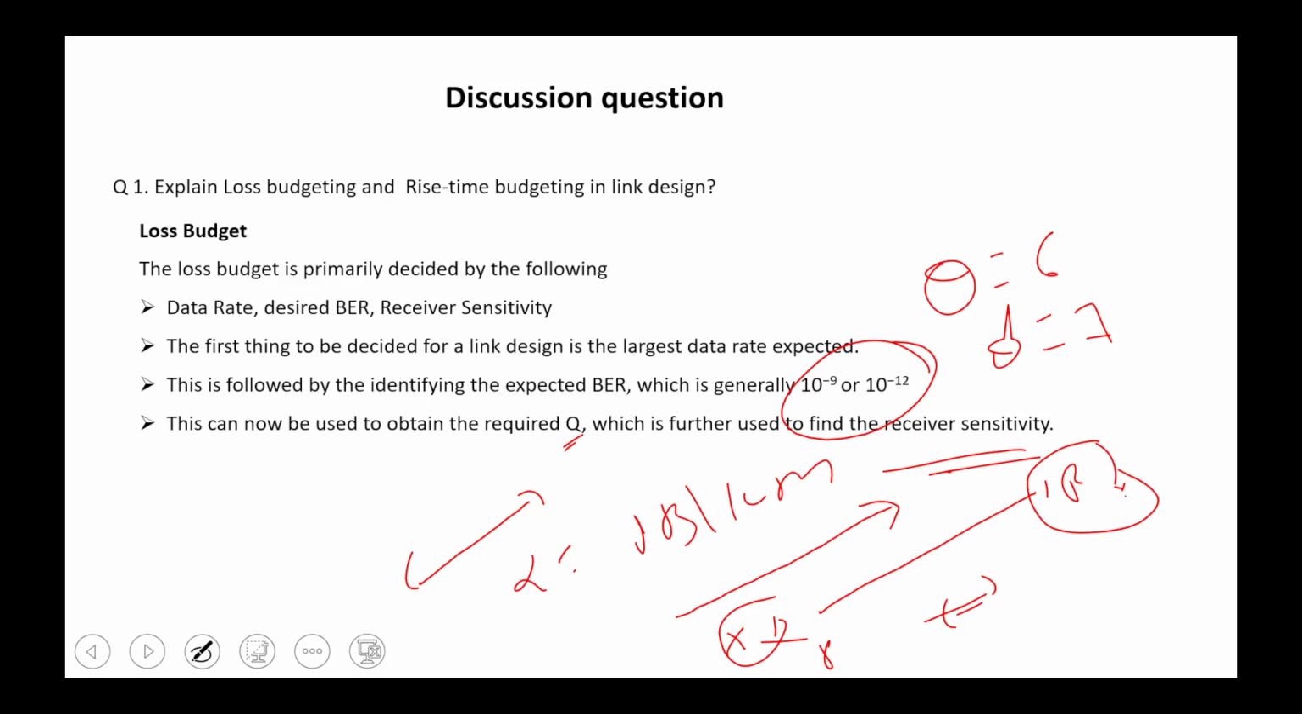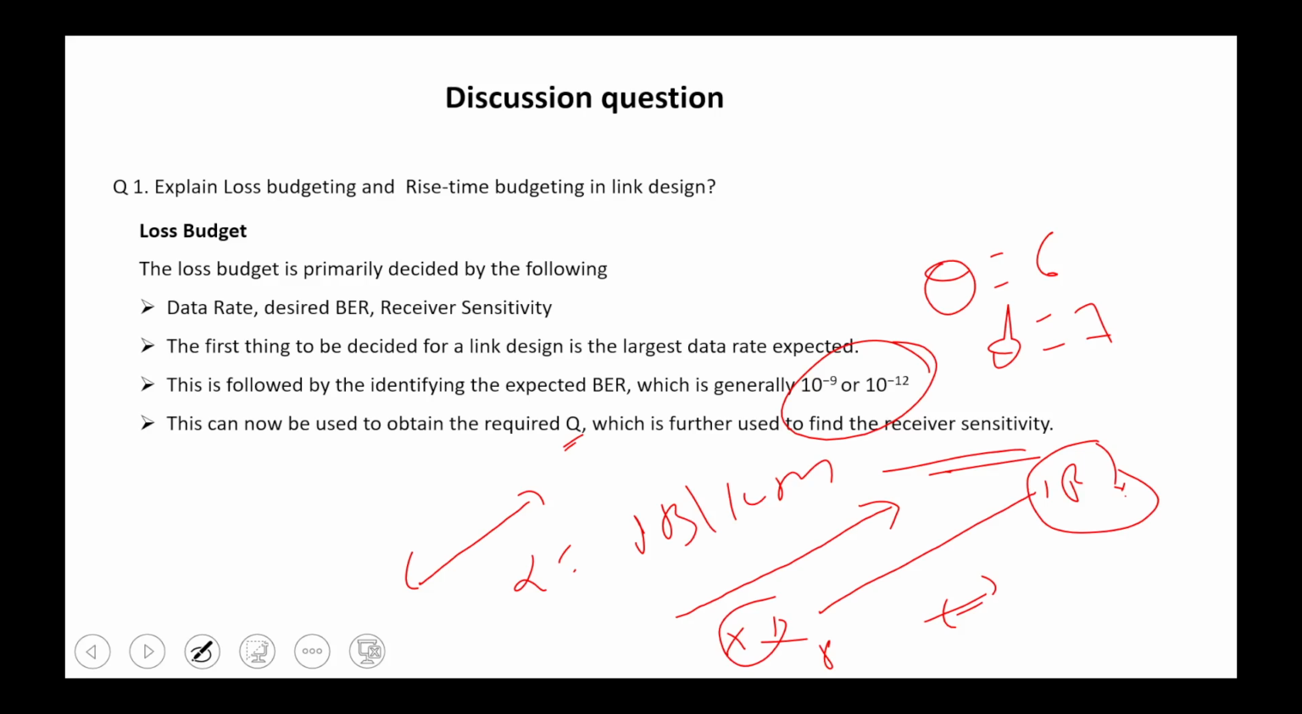What is the rise time budget? What is the rise time? Can anyone explain that? What do you understand by the rise time? Anyone can explain that rise time?